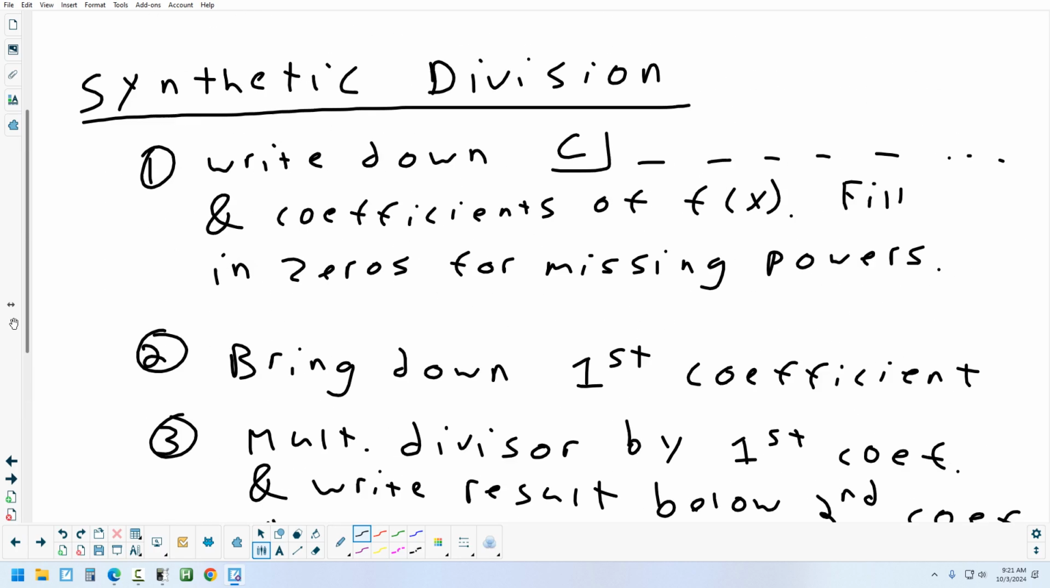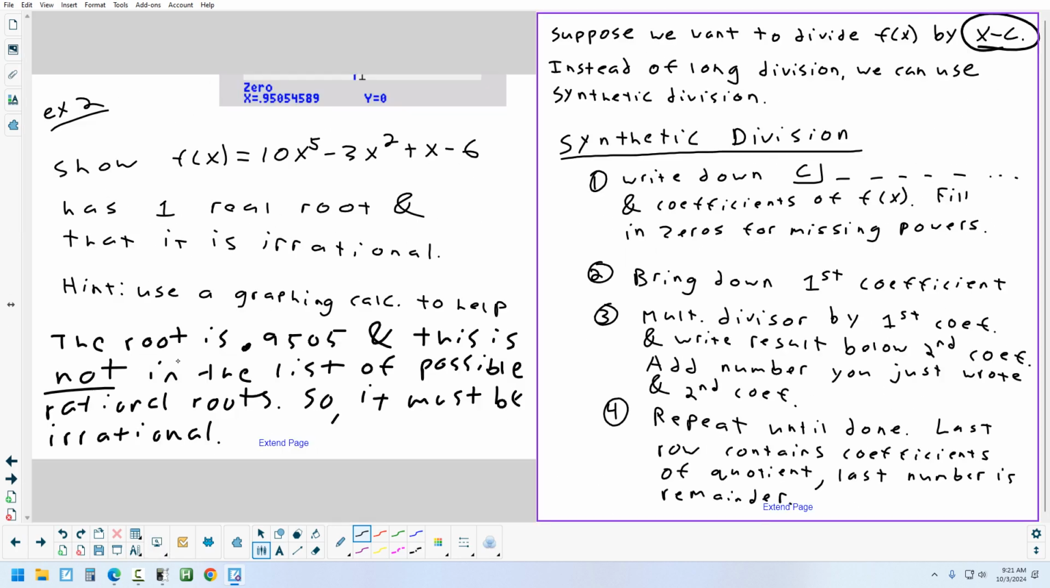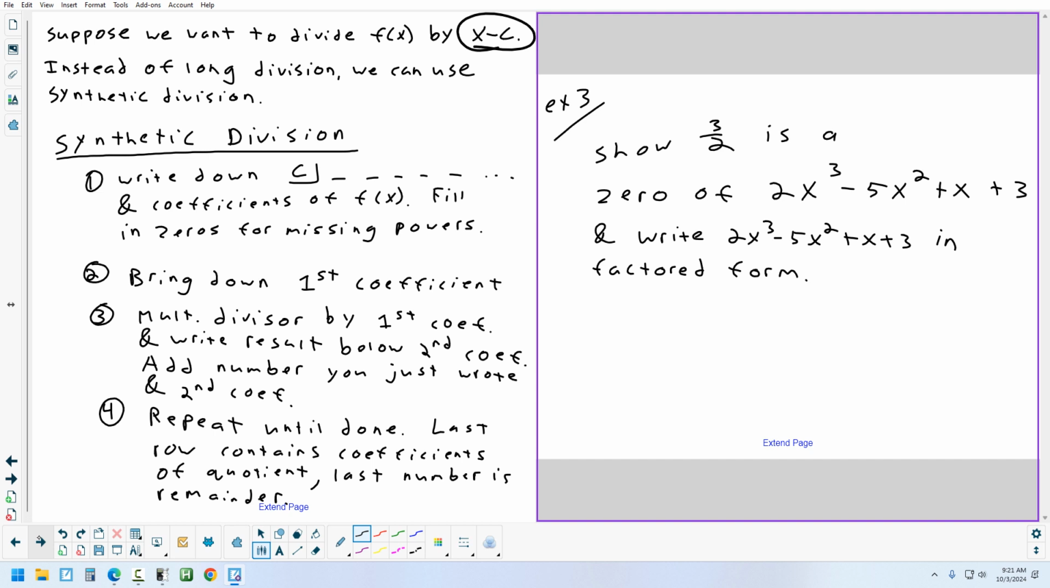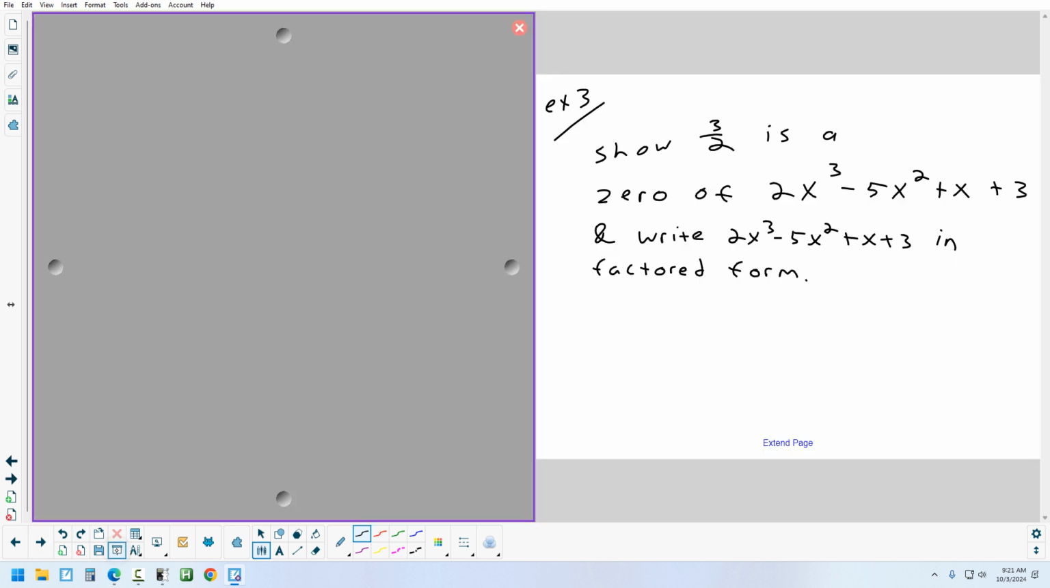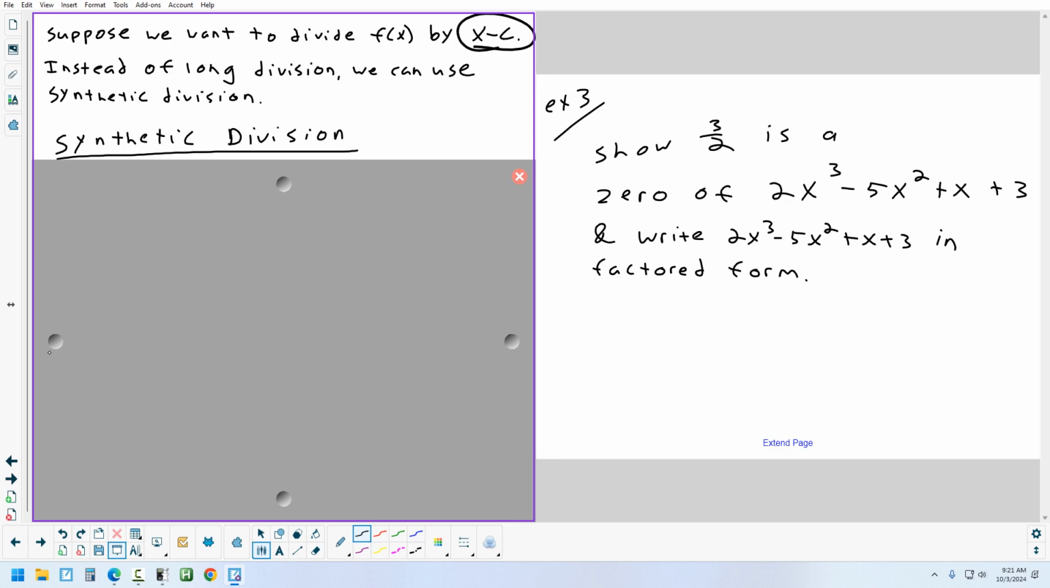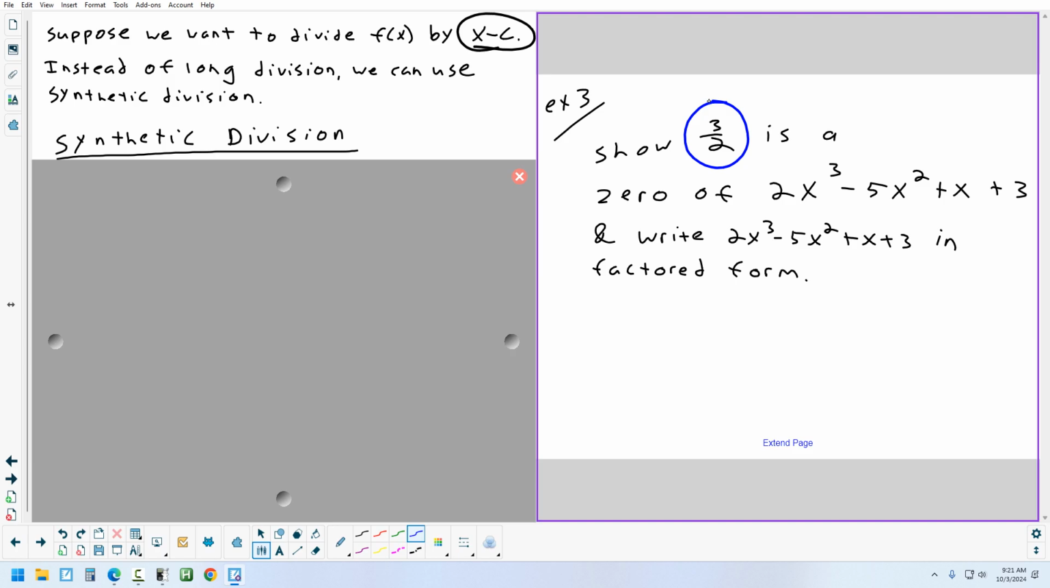I'll do it kind of like I did yesterday. I want to show that this number is a root, and I want to use synthetic division to do it. If I know that 3/2 is a root, I also know that 3/2 is a 0. I also know that the x-intercept is 3/2, comma 0. But I know something else.